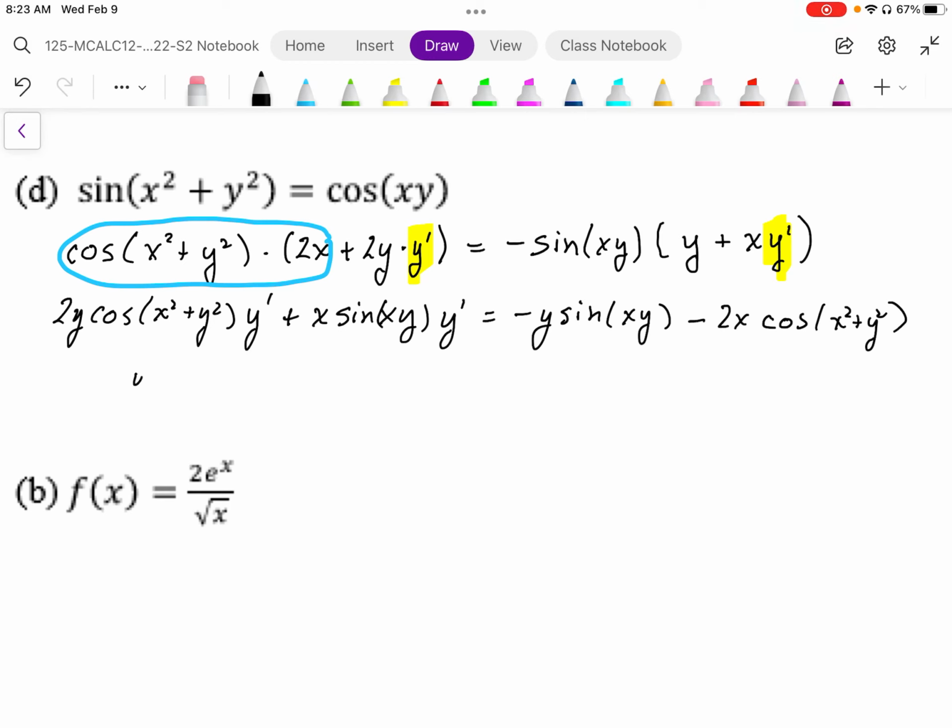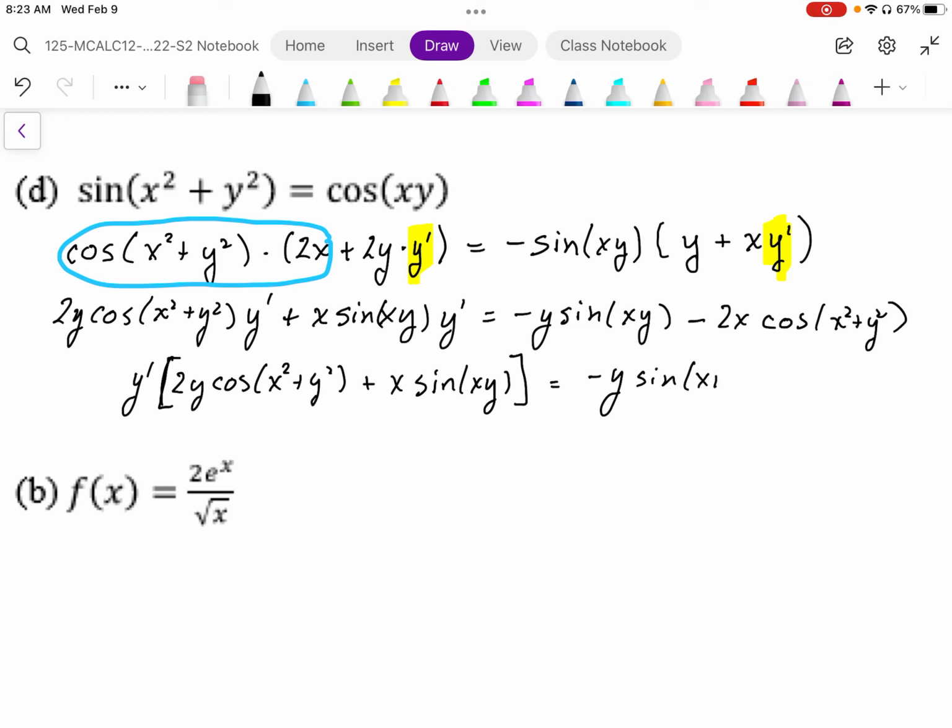Okay, factoring out the y prime, I get y prime, and then it's 2y cosine x squared plus y squared plus x sine x times y. That's all going to end up in the denominator. And on the right hand side, I'm just going to have this negative y. I could factor out the negative, but I'm just going to leave it as negative on both terms. Okay, so I haven't touched the right hand side.